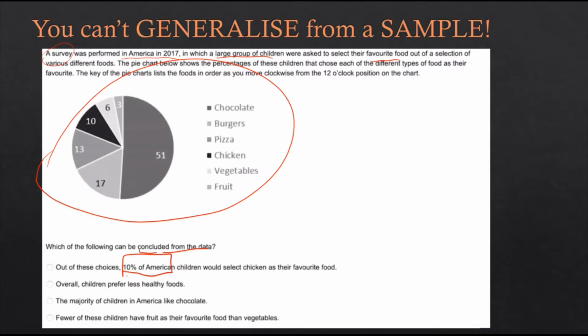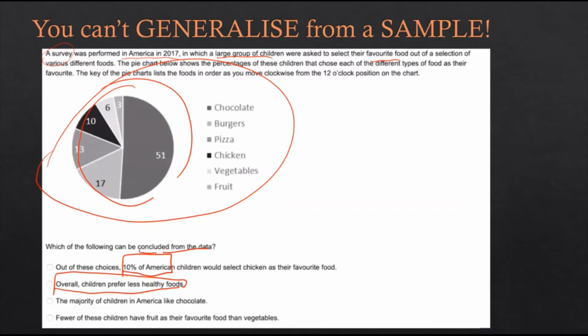So as soon as I see this, I know this can't be the correct option, even if this result shows that 10% of the children have that favorite food. It won't be true because it generalizes it for the whole America, whereas we have only got a sample. So this cannot be true. And if we look at the second option, it states overall children prefer less healthy foods. Well, we do not know which is healthy food and which is not healthy. So we cannot state anything from there.